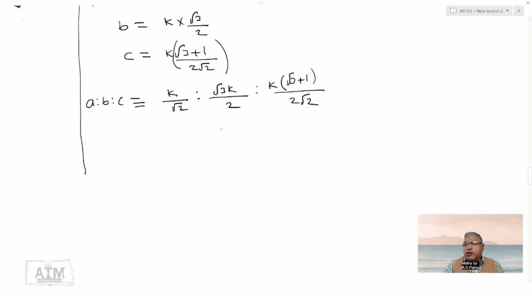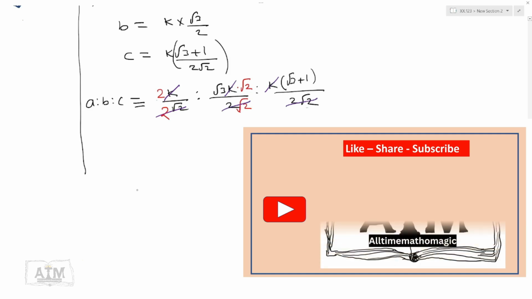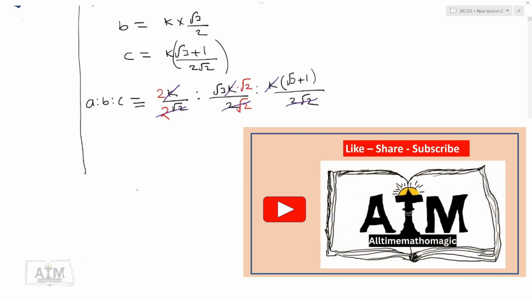For equalizing the denominators, we have to write down the missing term. For that, we need to see the largest term, that is 2 root 2. In the middle term, only 2 is there and root 2 is absent, so multiplying and dividing by root 2 there. In the first term, 2 is absent, so multiplying and dividing by 2. After that, cancelling common terms. What are the common terms? k, k, k, and 2 root 2, 2 root 2, 2 root 2. After the cancellation of the common terms, what is left, we'll write now.